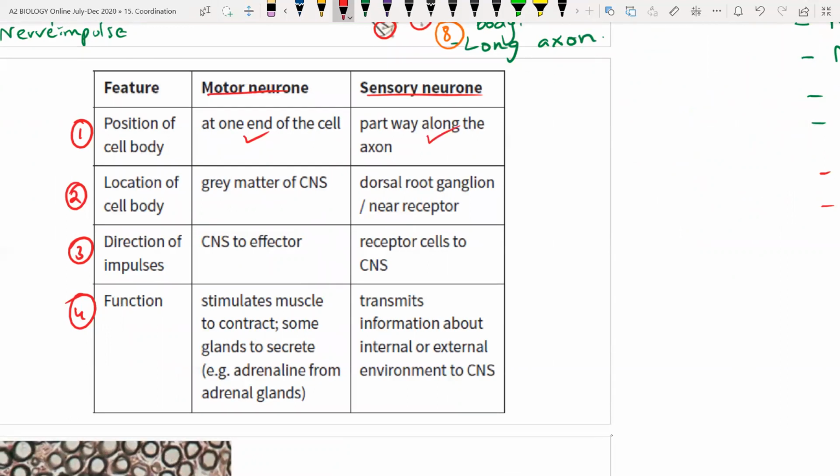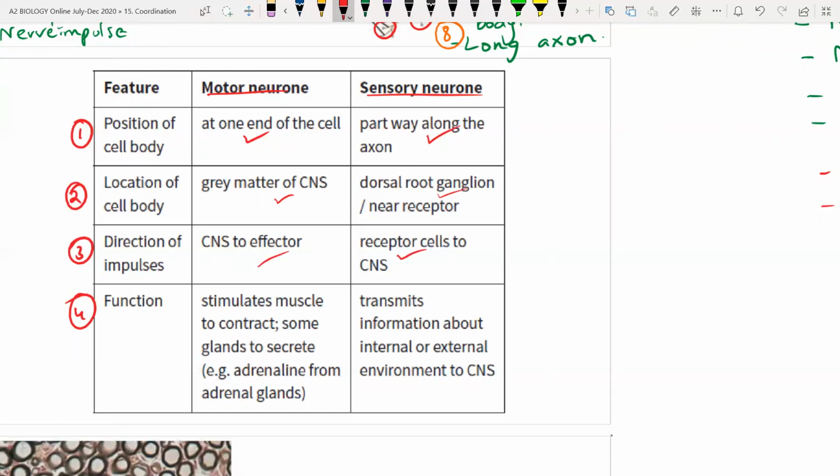Location of the cell body, ये हम इंशाल्लाह पढ़ते हैं अभी when we do the spinal cord. It's gray matter of the CNS, and sensory is the dorsal root ganglion. Inshallah, when we do the spinal reflex action, inshallah that should be clarified. And then you have direction of impulse. It's from CNS to the effector. Again, we'll talk about this.